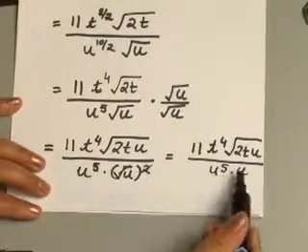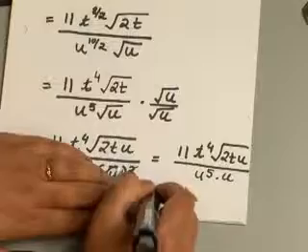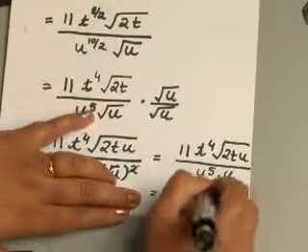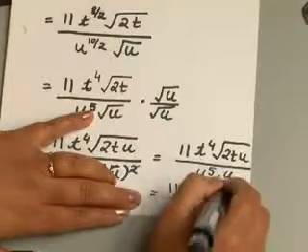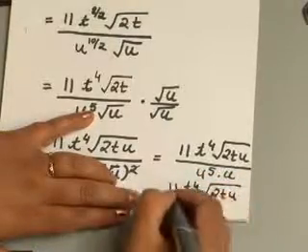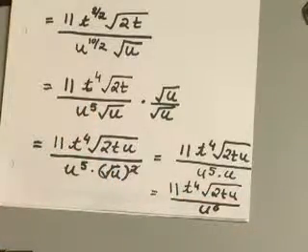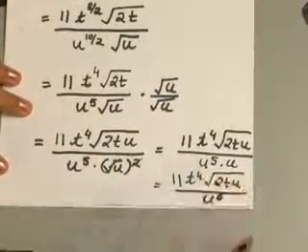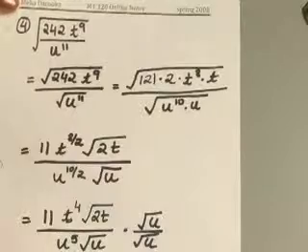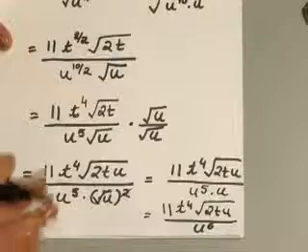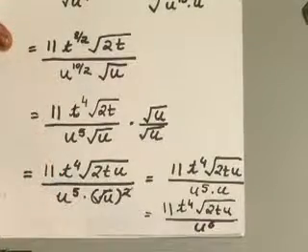And again, u to the 5th times u, you can go ahead and combine that, and your final answer should be 11 t to the 4th square root of 2tu, and the whole thing over u to the 6th. And that is going to be your final answer for this problem. Okay, so some of these problems may involve simplifying them till you get to a certain stage like this, and then go ahead and rationalize them once you get to that stage.